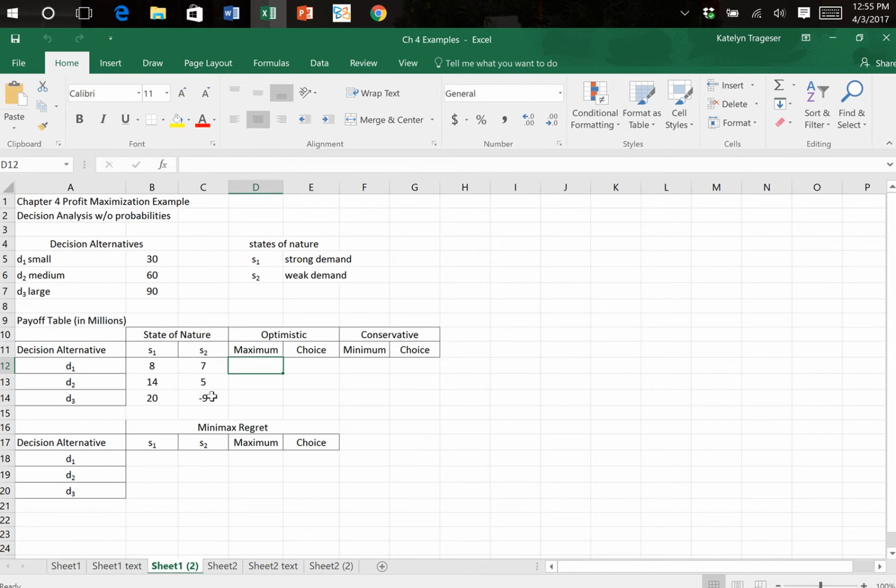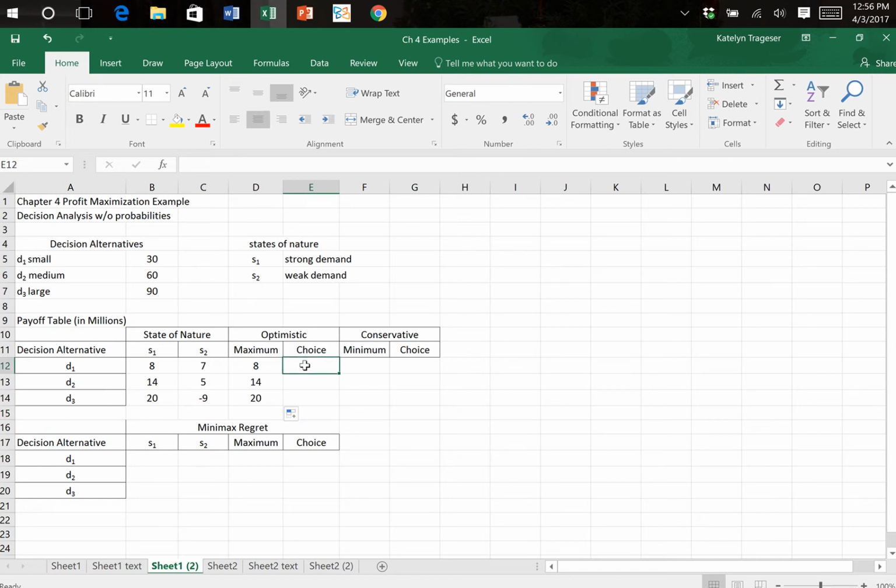each decision alternative. Okay? So here we're going to enter equals max for maximum of the 2 values to the left. So decision alternative 1 with a strong demand and a weak demand. We want to do the same thing for decision alternatives 2 and 3, so we can go ahead and just copy this formula down. Then, as we said with the optimistic approach, we want to take the maximum of these 3 max values.